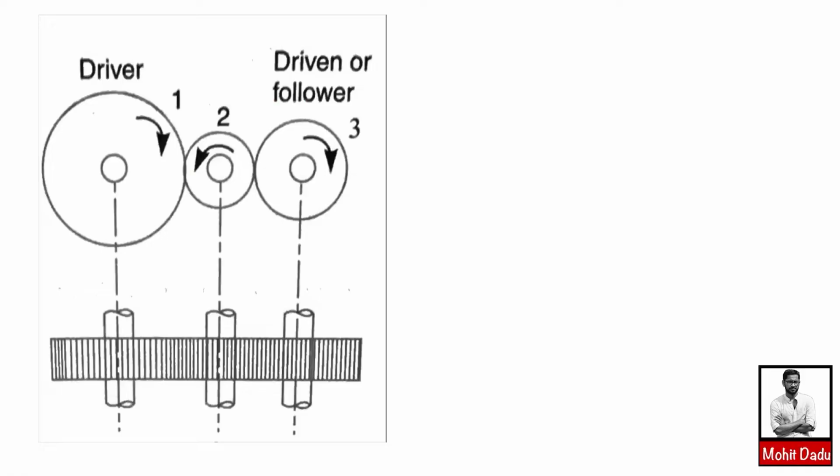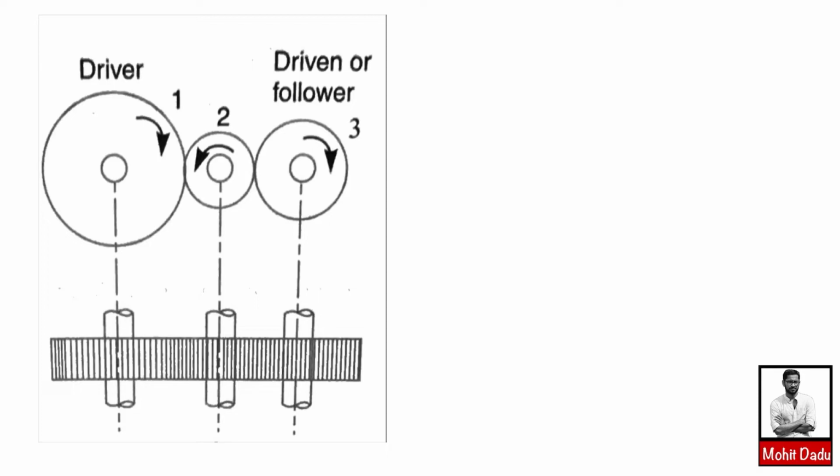Here we have another case, which is also a simple gear train, where a shaft carries only one gear. In this shaft only one gear is coming, here also only one gear, and here also only one gear. But you can see that between the driver gear and the driven or follower, another gear is coming, and that is known as an idler, and we will be seeing why they are called idlers.